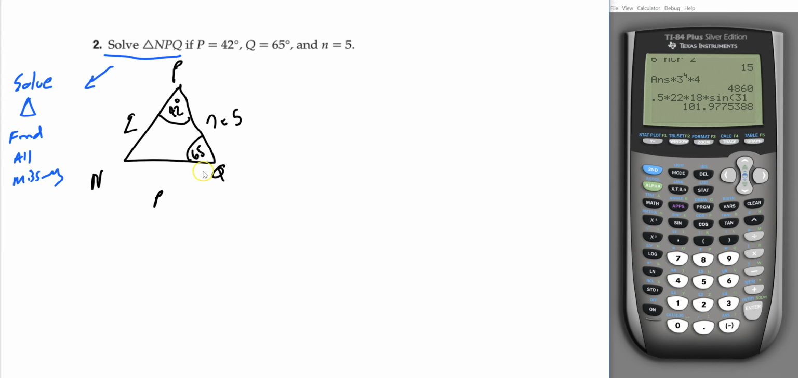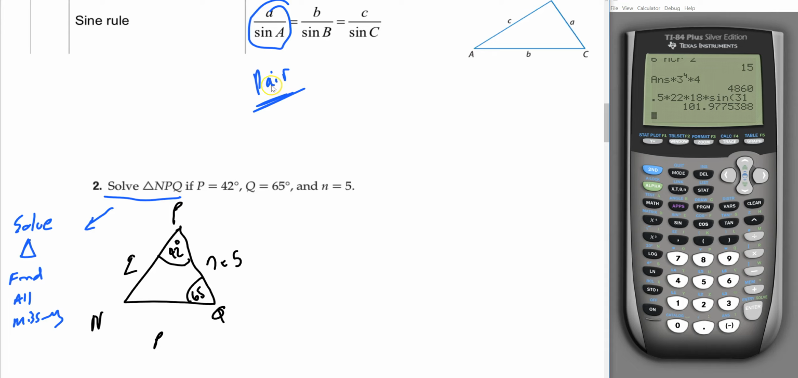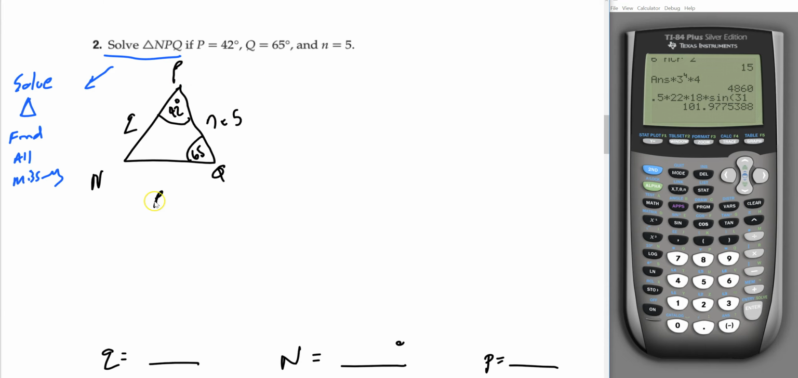Now, again, I want to find everything that's missing. I want to find Q because I don't have it. I want to find capital N because I don't have it, which is an angle, right? Because capital letters are all angles. And I want to find side p because I don't have it. I'll tell you right now, remember, to use law of sines, I need a pair. I actually don't have a pair. I have a P missing, I have an N missing, I have a Q missing.